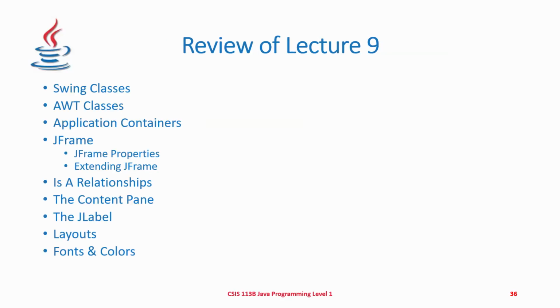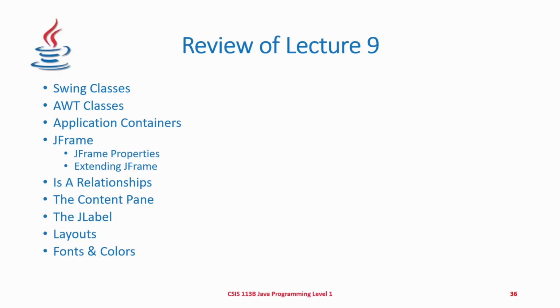So as a review of Lecture 9, we took a look at the Swing and AWT classes, and the most important thing there is to be sure that they're imported into our program. Then we took a look at our application containers, showed you how to set up your content panes, and then added JFrames and assigned the JFrame properties that are used by default. It's preferred that you extend your class to be a JFrame to make things a little bit easier on you, and just have all of the classes and components that you need to make up your GUI applications.